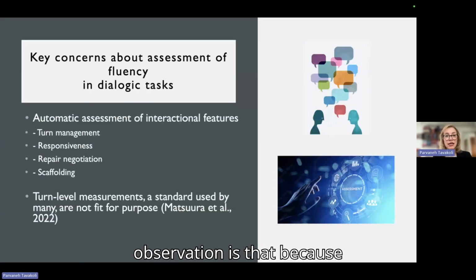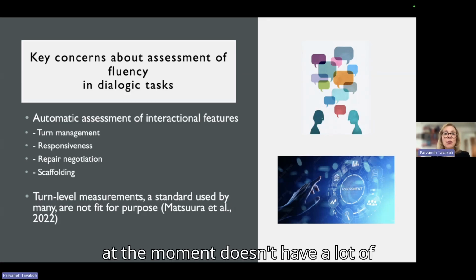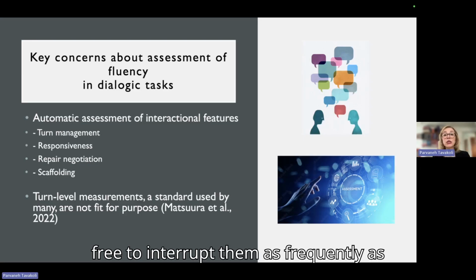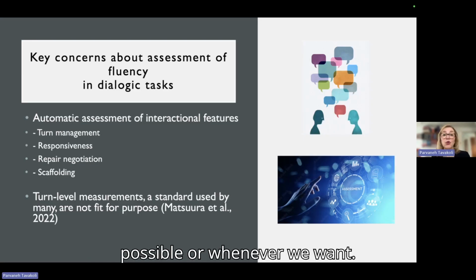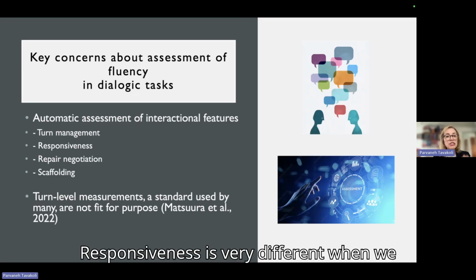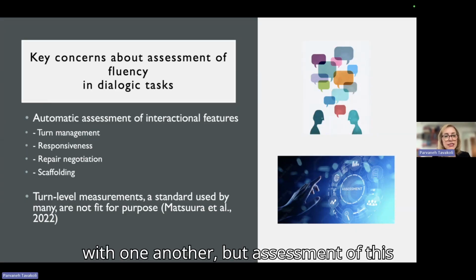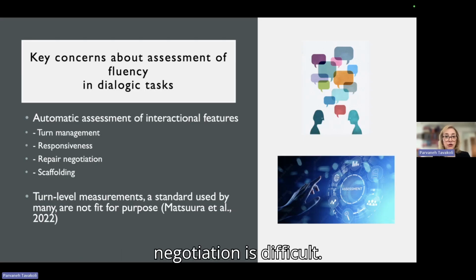My observation is that because we understand AI at the moment doesn't have a lot of emotional intelligence, we feel free to interrupt them as frequently as possible or whenever we want. Responsiveness is very different when we work with a chatbot. In terms of human relationships, humans negotiate repair with one another, but assessment of this negotiation is difficult. And also matters of scaffolding is difficult.